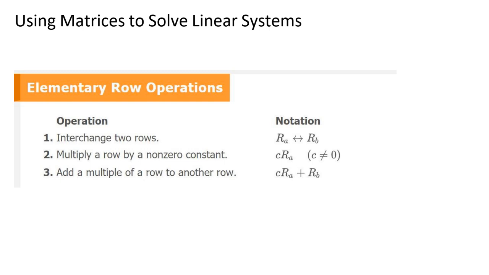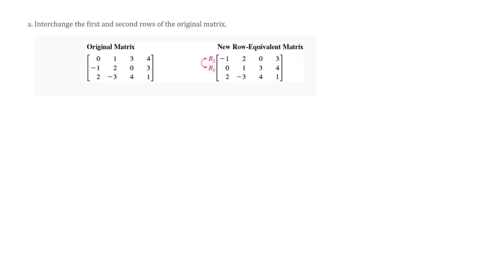Then number 3. Number 3 says add a multiple of a row to another row. So we can add something that we multiplied a number to and add it to another row to make it into a different value row. Again, the best way to see these elementary row operations is with examples to solve. Let me show you some of these concepts.